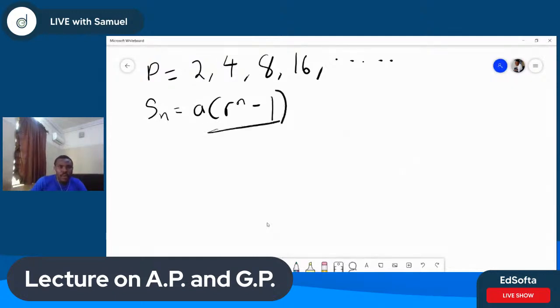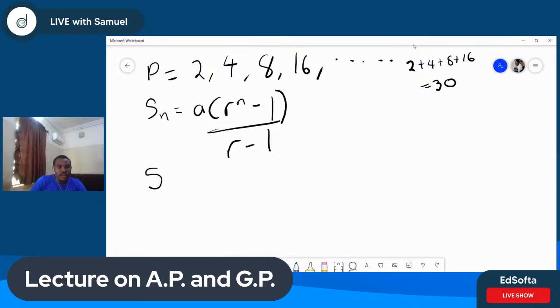All over r minus 1. So let's say we want to find the sum of these four terms. Normally we know it is 2 plus 4 plus 8 plus 16. 2 plus 4 plus 8 plus 16 sums up to 30.